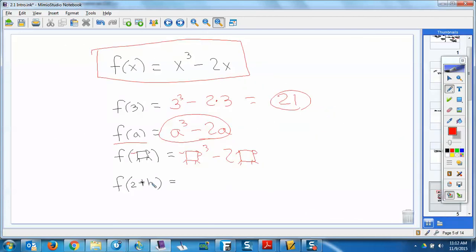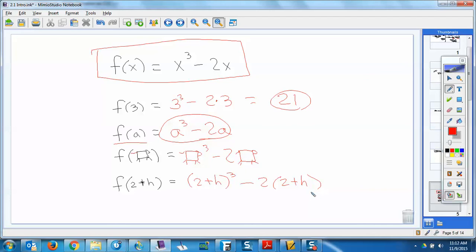And sure enough, we are. So in this problem, what would f of 2 plus h be? 2 plus h cubed, right? That's what that would be. So if this is f of x, and we ask what is f of 2 plus h, then what we're saying is take 2 plus h, and plug that into the function for x. Okay? And so that's what we'd have.